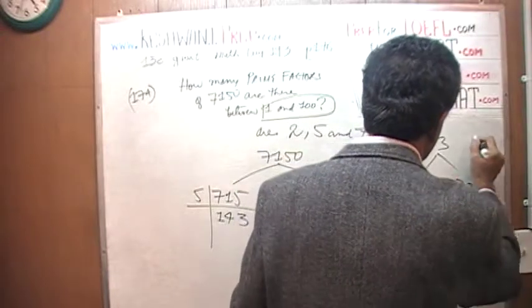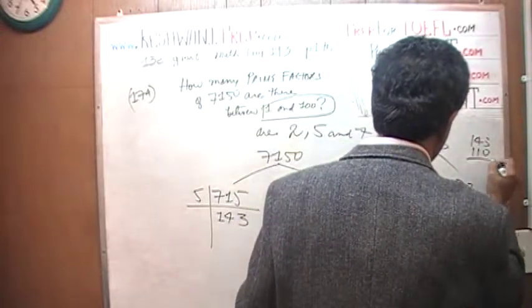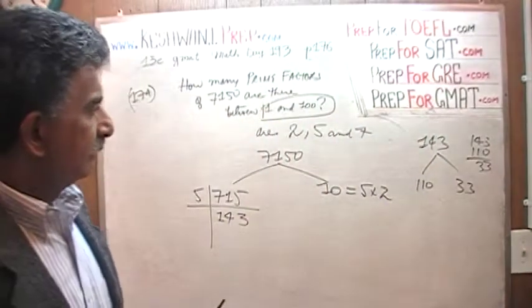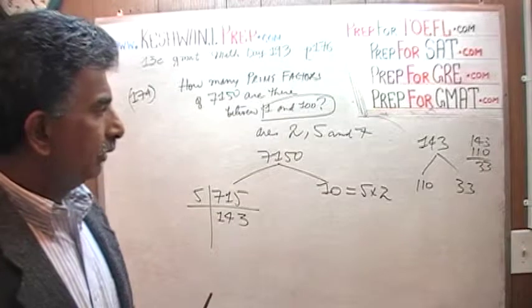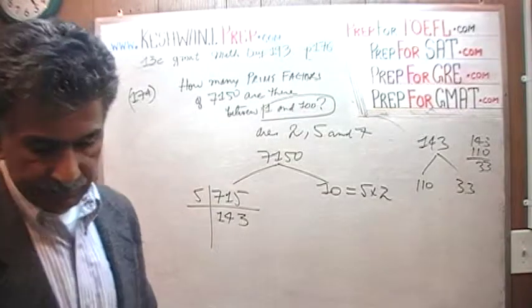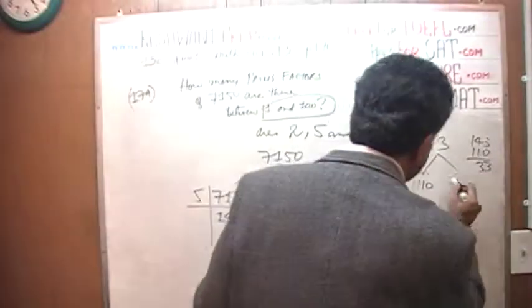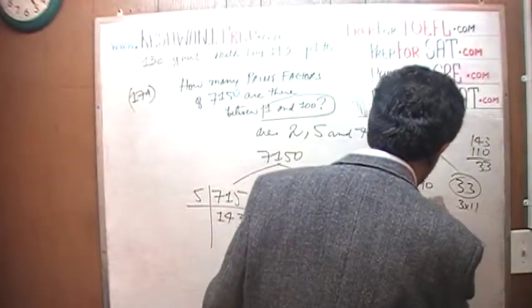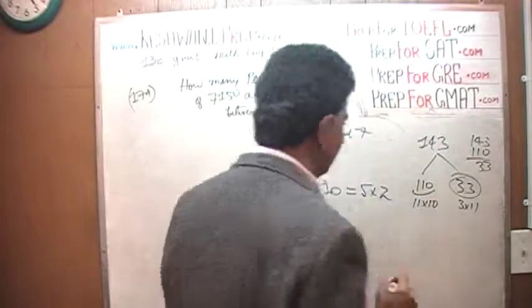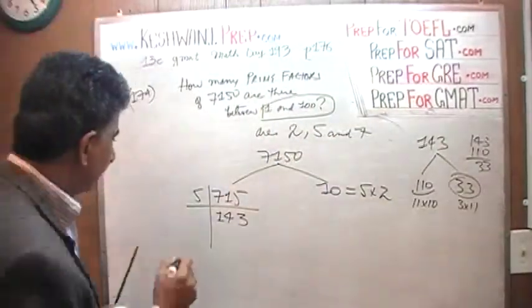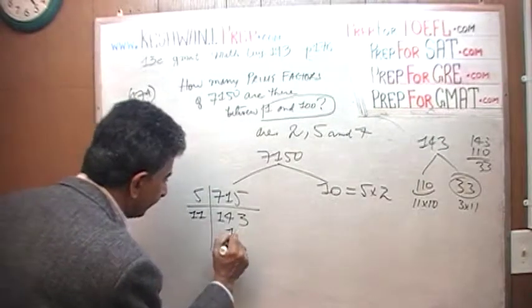143 minus 110, it leaves us with 33. But 33 is divisible by 11. Oh, well, there you go. We're done. It's 13 times 11. Well, that was very easy. 33 is 3 times 11, and this is 10 times 11. Well, there you go. We hit a jackpot. So, that's it. Those are the factors. 11 times 13. That's it.